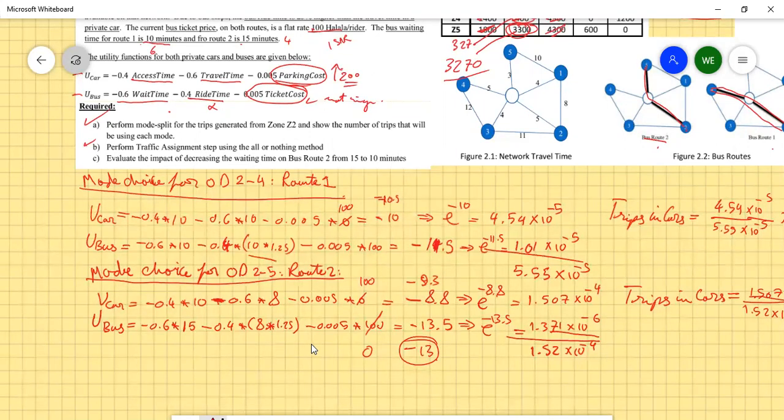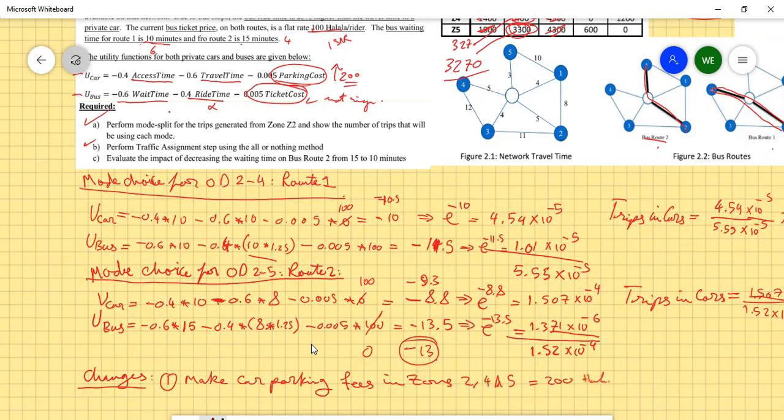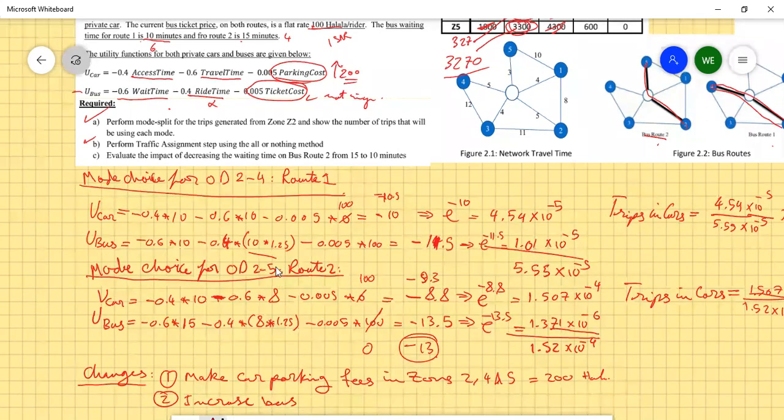So actually, we are going to do 2 decisions, changes. One, make car parking fees in zones 2, 4, and 5 equal, let's make it 200 halalas. Okay. 2, increase bus frequency.